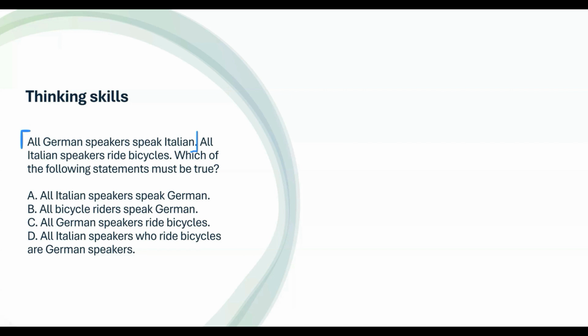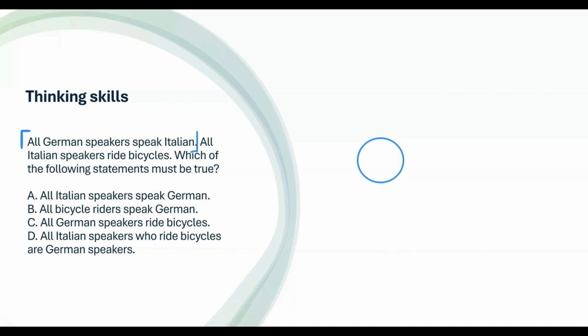all German speakers speak Italian. Now, all of the German speakers speak Italian. That means some of the people who speak Italian don't speak German. You see that? So that means the set of Italian speakers should be bigger. So the idea is like this. You have a set.